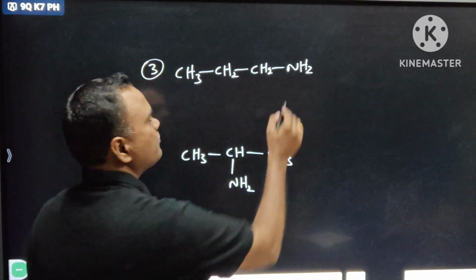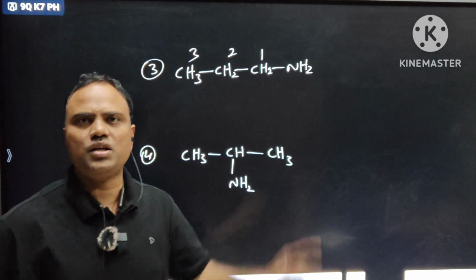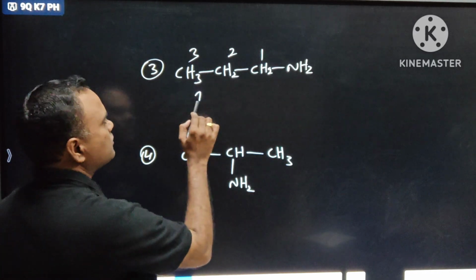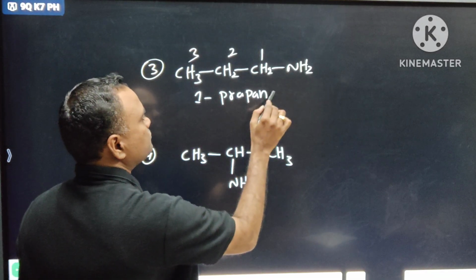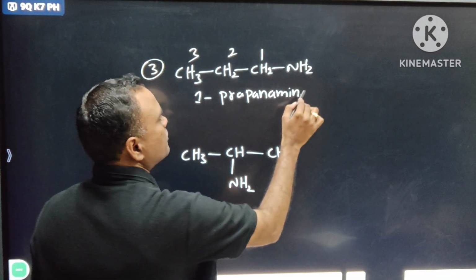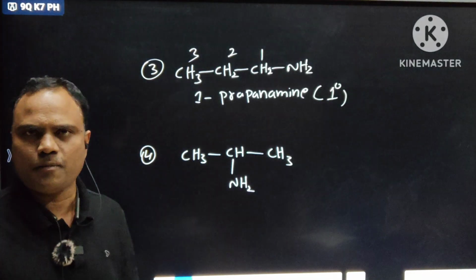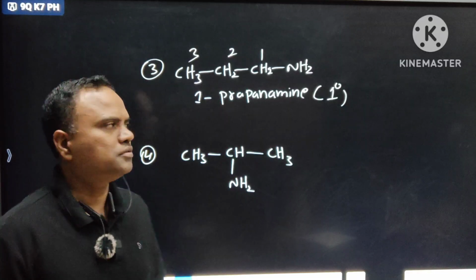Let us give numbering: 1, 2, 3. At first position, the amino group NH2 is there. So 1-propanamine. Within the bracket, mention the degree. Degree is very, very important. We have distinguishing tests, sir.